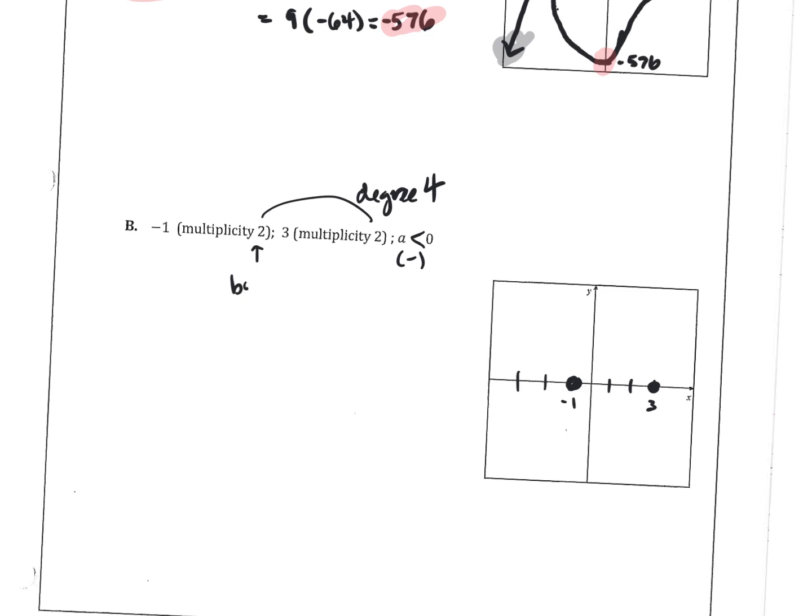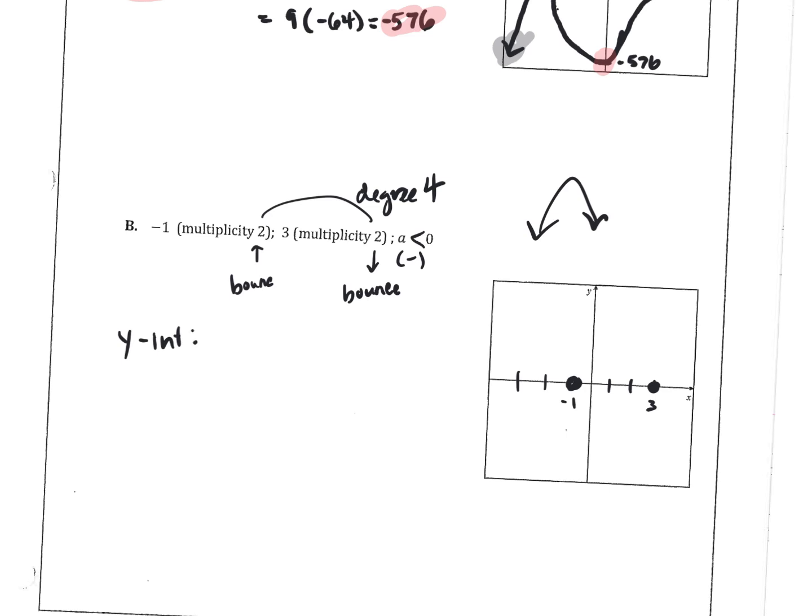This means it bounces. This also means it bounces. So if it is even degree and it's negative, we know eventually it has to do this, don't we? So we know what its end behavior is. So the last thing we need to do is figure out what its y-intercept is.